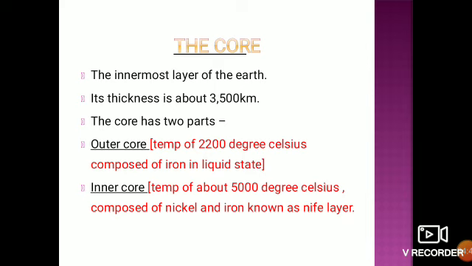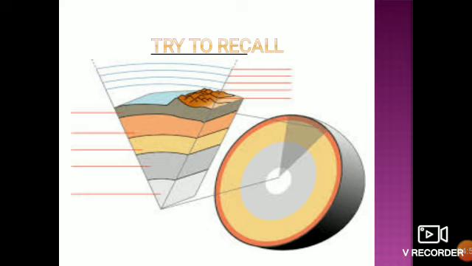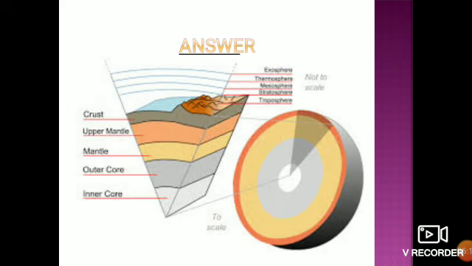Our earth or the lithosphere is basically composed of rocks and minerals. But before we move on to the next topic, let's recall. Just try it yourself. Now here comes the answer. The topmost layer is the crust, followed by the upper mantle, the lower mantle, the outer core, and the inner core.